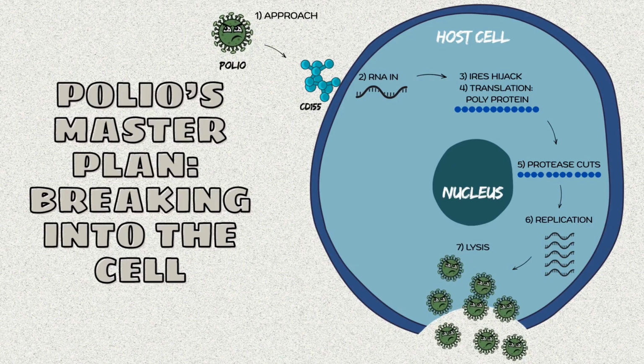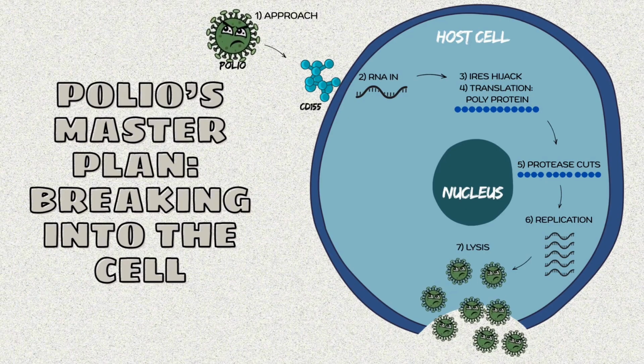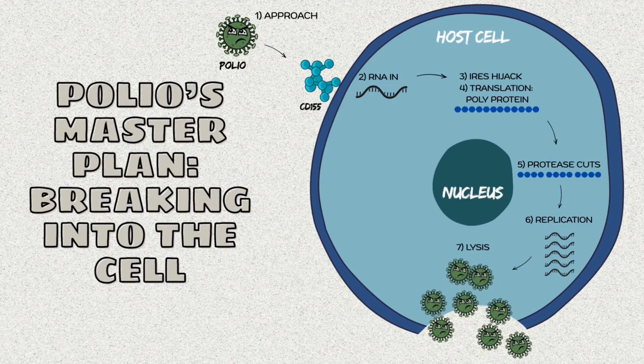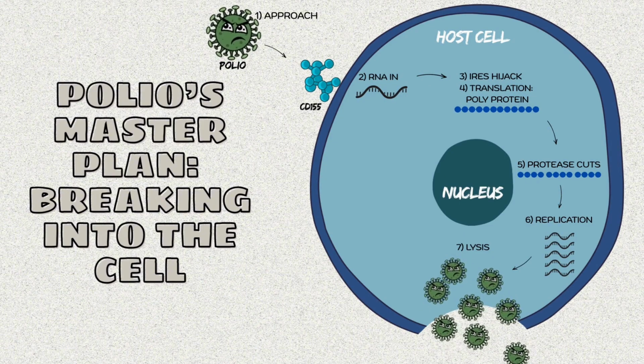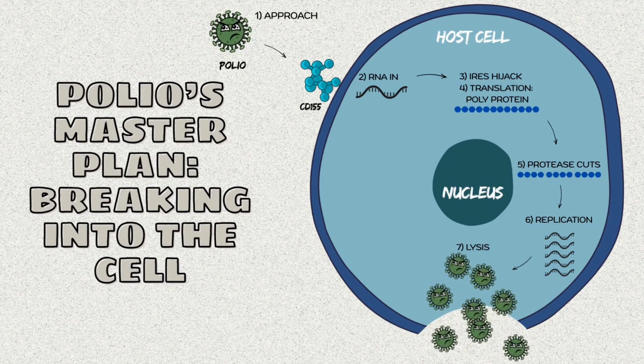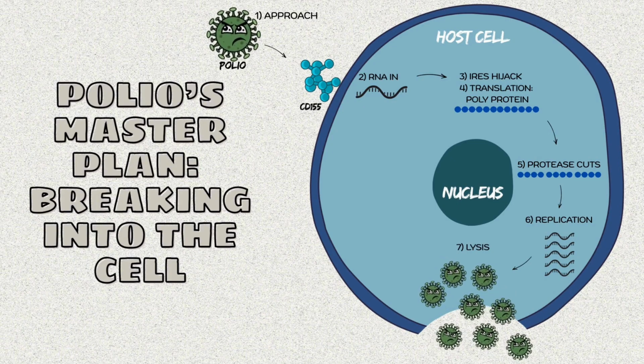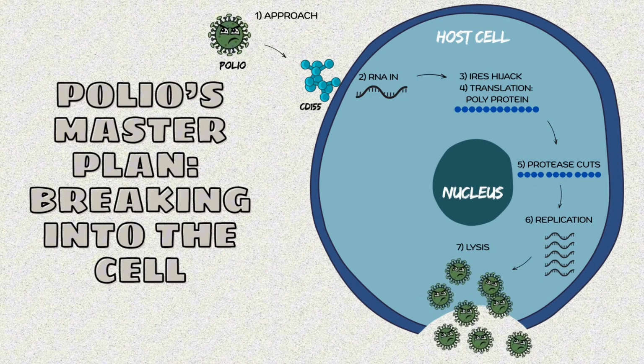Viral proteases 2A Pro and 3C Pro chop up the polyprotein into pieces that polio needs. The viral RNA polymerase copies polio's RNA thousands of times. New capsids self-assemble around the fresh RNA strands, and in 6 to 8 hours, the cell explodes and releases hundreds of polios into the world.